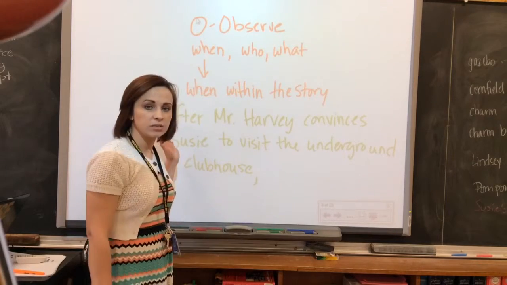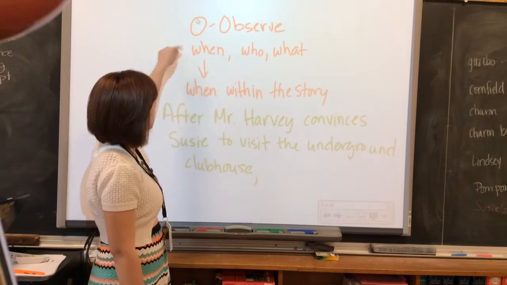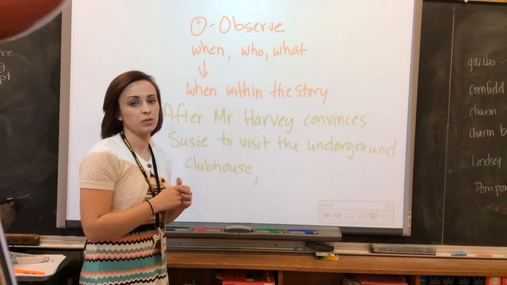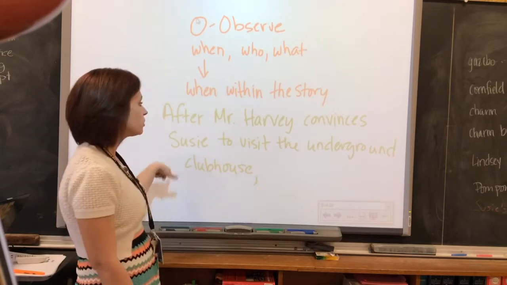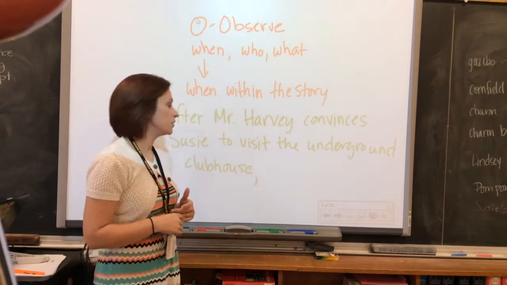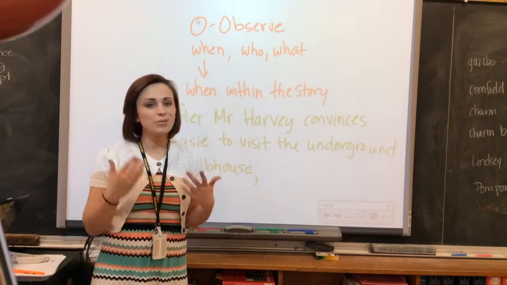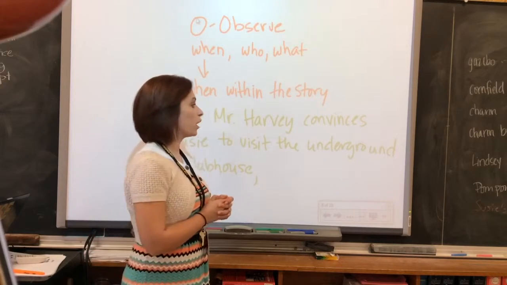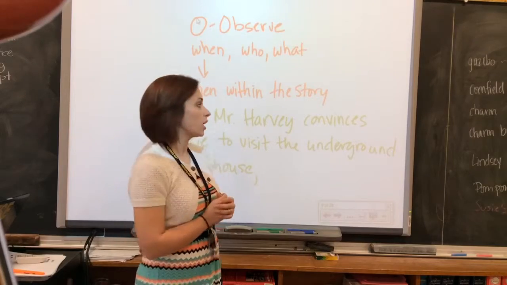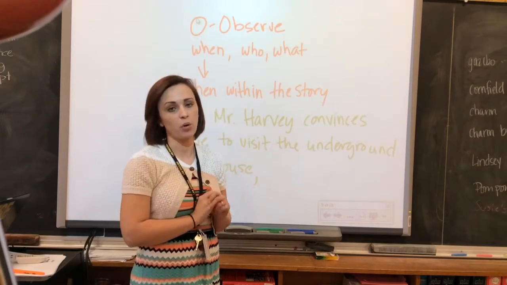So here we have a dependent clause that reveals when within the story we're referring to this piece of textual evidence. So after Mr. Harvey convinces Susie to visit the underground clubhouse, that helps orient the reader as far as where it is that we're talking about and why the cornfield is so important at this point in the story.